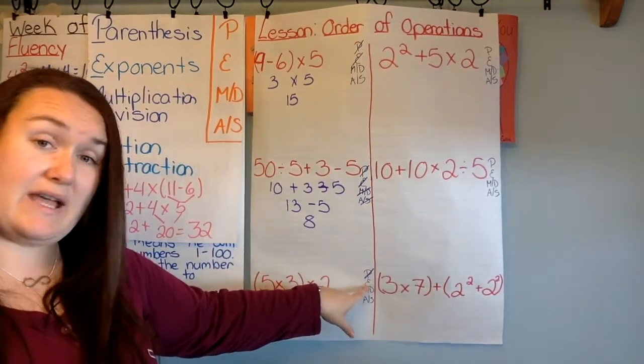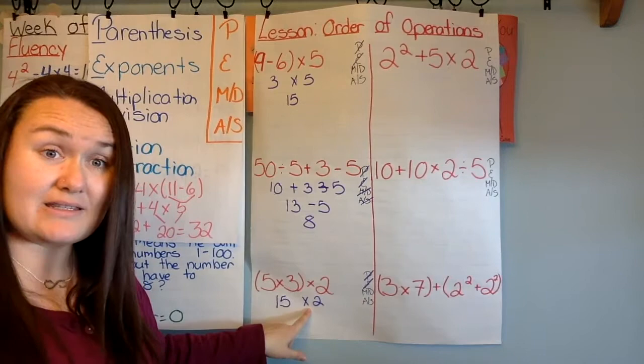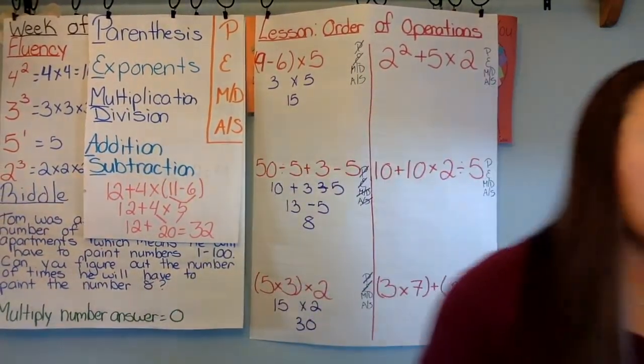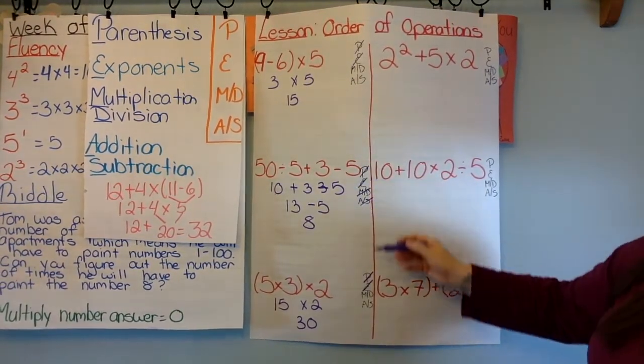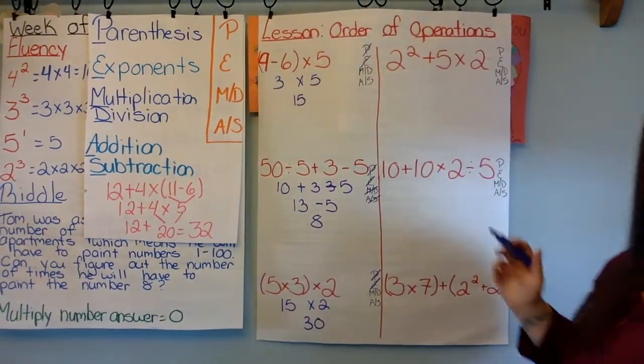So next step, do I have any exponents? No. Am I multiplying or dividing? Yes. 15 times 2 is 30. So now I've solved these 3 problems. You can see as I started crossing out. So now I'm going to start adding some more into my problem.